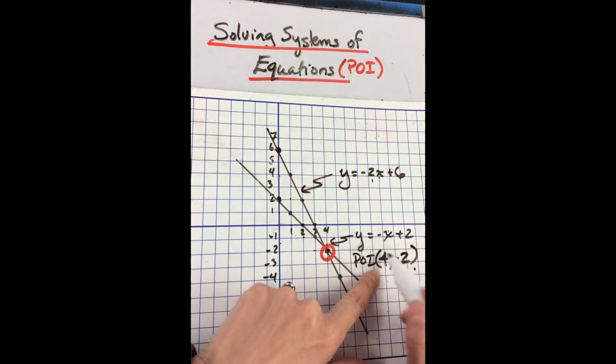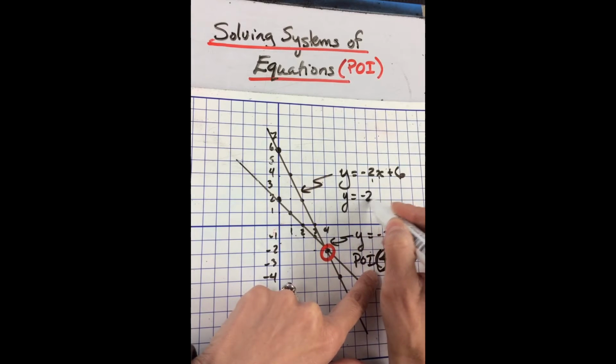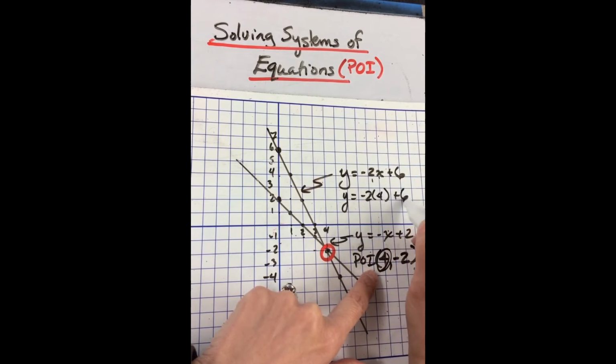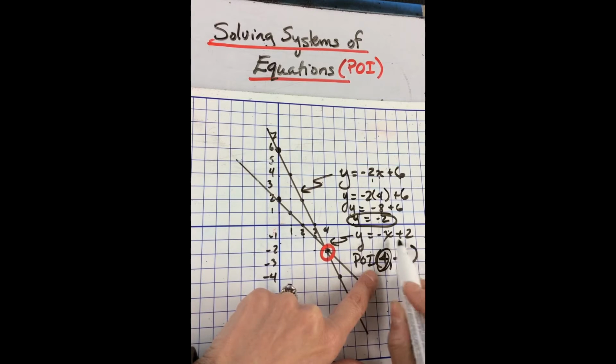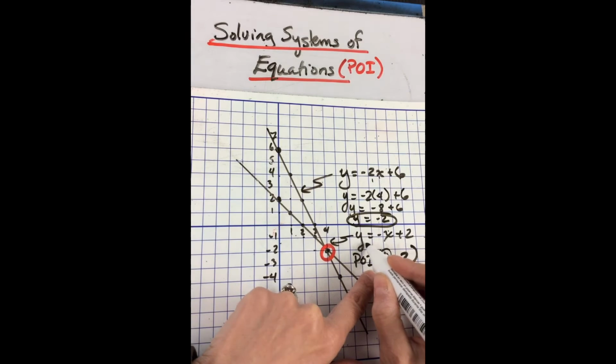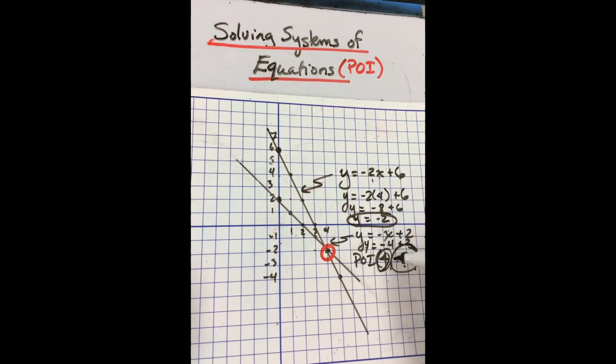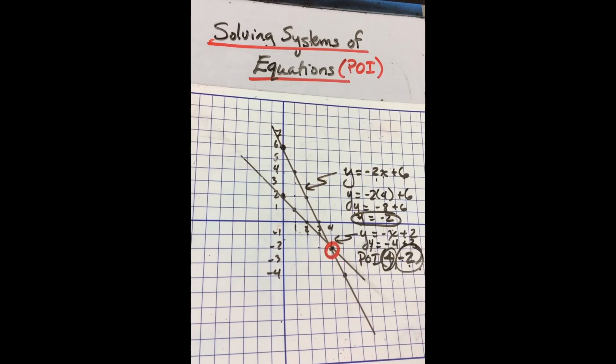And if I were to plug this point into either of these equations, it would satisfy the equation. So for example, if I take the 4 here and I plug it into the x, I get y is equal to negative 2 times 4 plus 6. Y is equal to negative 8 plus 6. Y is equal to negative 2. Which is what we want. I can do the same thing here, and if I plug in, y is equal to negative 4 plus 2, I also get y is equal to negative 2. And so this point satisfies both equations, and this means that at this point both equations meet. And that's how you found the point of intersection.